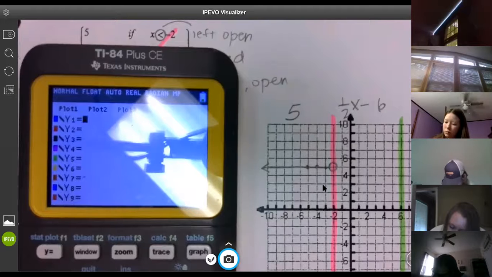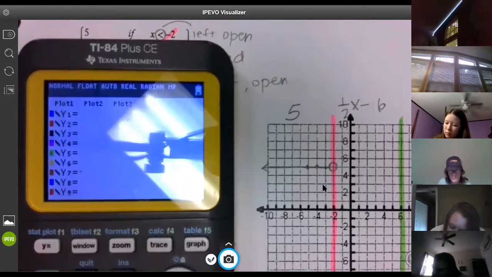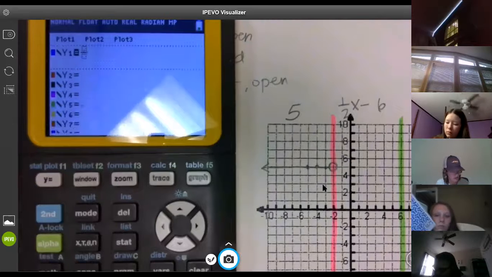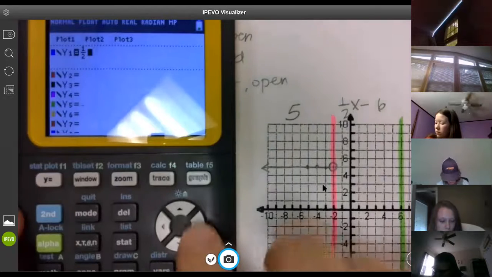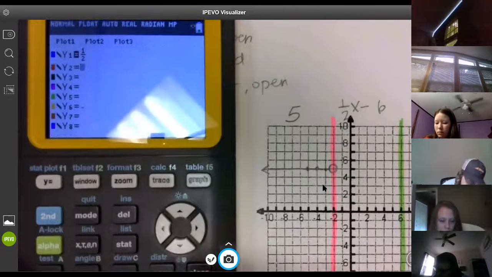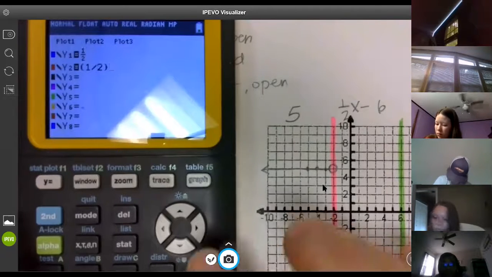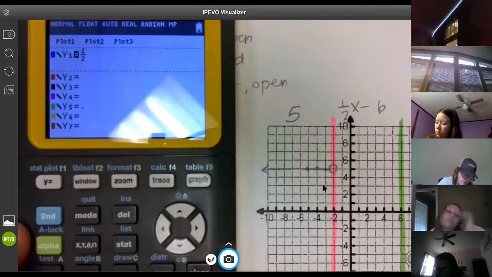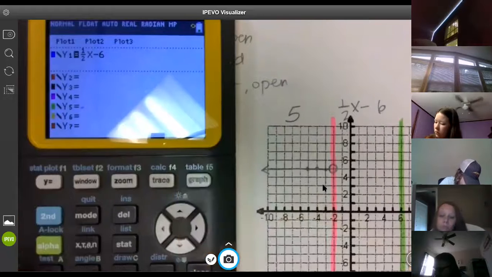Be careful how you put this in. If you listen carefully right here, this alpha y equals, and you hit enter, it'll give you a fraction. If you don't have that, just put the 1/2 inside of parentheses. So you can either do it this way, or like this, just make sure that x is outside of that parenthesis, okay? So 1/2 x minus 6. We're going to look at our table.